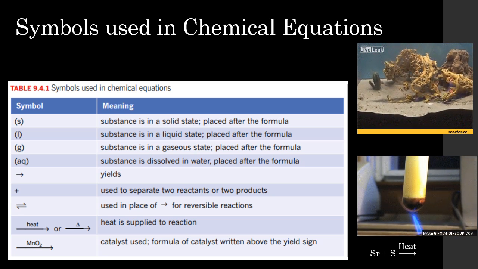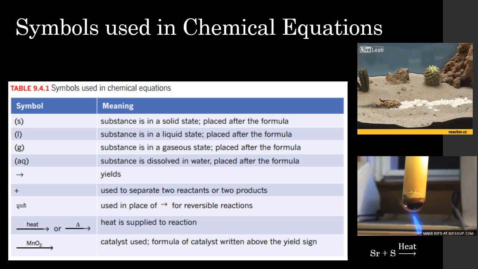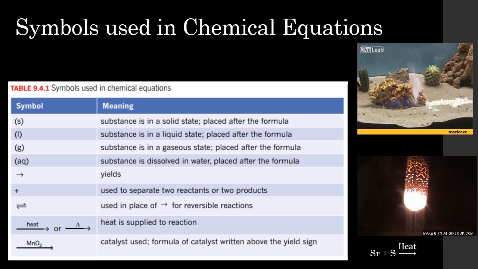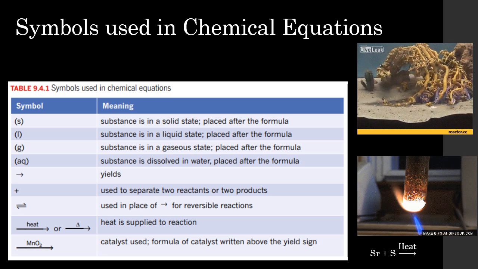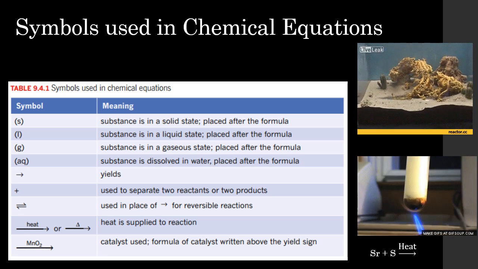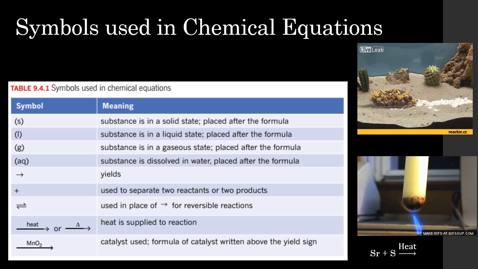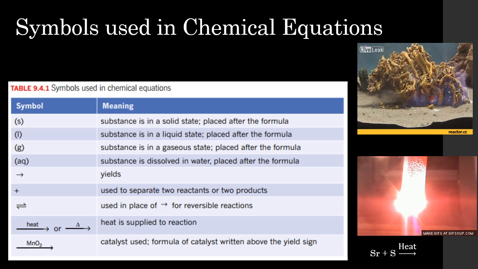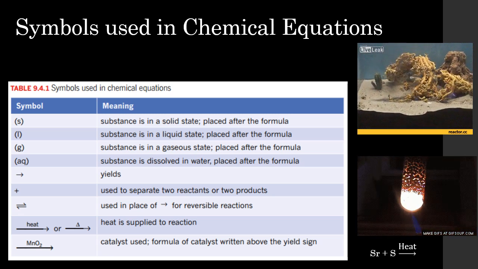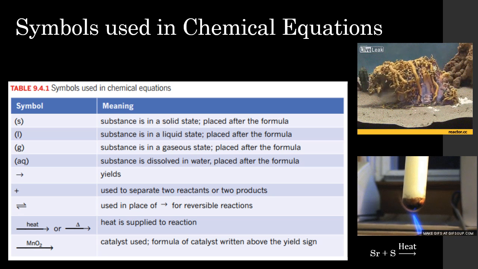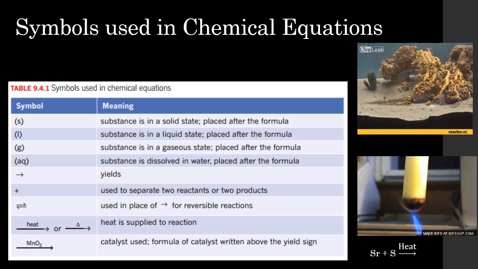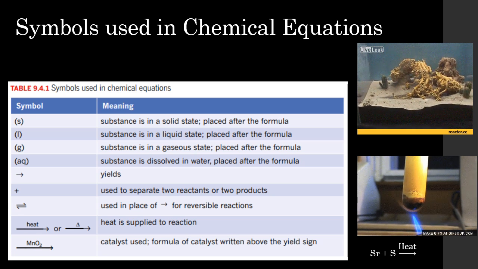We then have an arrow, which means yields, and that's a reaction going forwards. And then we have a plus sign, which symbolizes that there are two separate reactants or two other products, for example. Then there's a two-way arrow, and that's used in place of a one-way arrow for reactions that can also go backwards. And then we've got symbols on top of the arrows, such as heat, or a little triangle, which is delta, which means energy or heat energy is supplied. And then we can also write the names of catalysts above arrows. For example, in this case, it's the manganese dioxide catalyst.